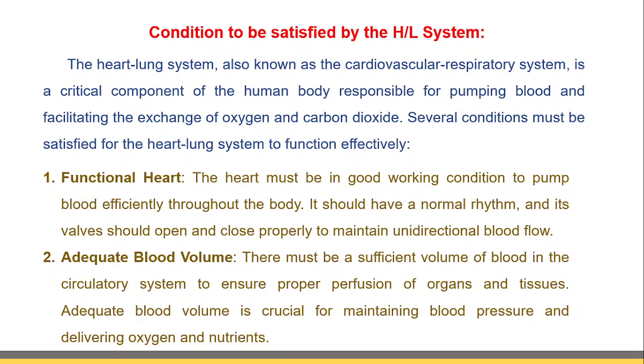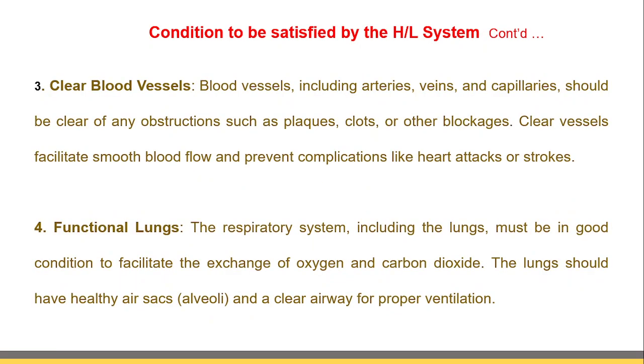The second is adequate blood volume. There must be a sufficient volume of blood in the circulatory system to ensure proper perfusion of organs and tissues. Adequate blood volume is crucial for maintaining blood pressure and delivering oxygen and nutrients. The third condition is clear blood vessels. The blood vessels, including arteries, veins and capillaries, should be clear of any obstruction such as plaque, clots or any other blockage. Clear vessels facilitate smooth blood flow and prevent complications like heart attacks and strokes.